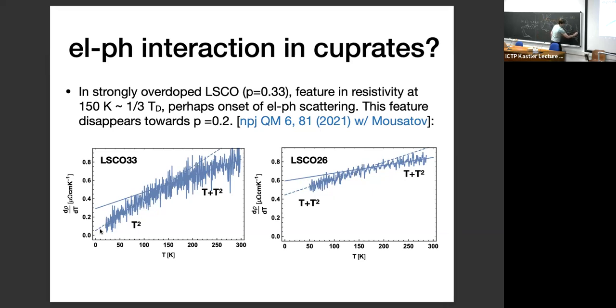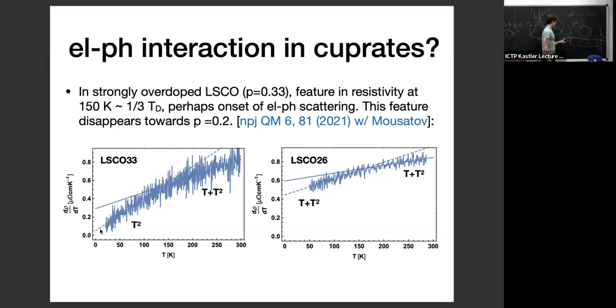So up here, the resistivity is T plus T squared above this point. There may be many things happening at this scale, but one thing that is happening is that scattering off classical phonons is possible, okay? So a possible interpretation of this kink is the onset of phonon scattering. It's exactly what you should expect because the mass gets renormalized also when you go through the phonon scale.